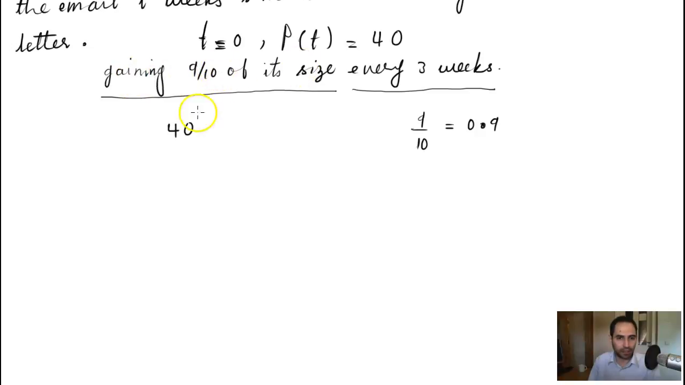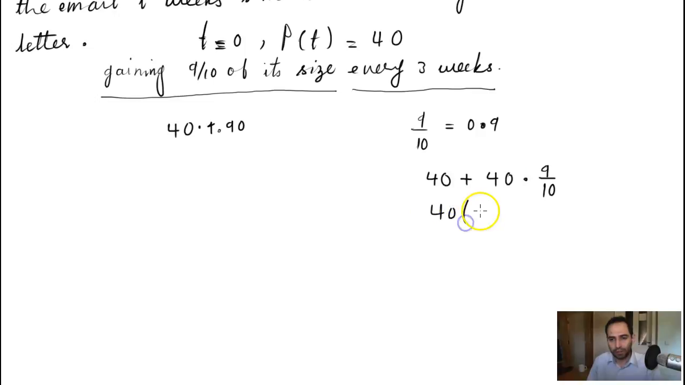If it's gaining 9/10 of its size, it means it's being increased by 90%. So then you have to multiply this number by 1.90, so that you're increasing 40 by 90%. If you multiply 40 by only 0.9, you will have calculated only 90% of 40. But when you want to increase 40 by 90%, you multiply it by 1.90, because in increasing 40 by 90%, you have to add 90% of 40 to 40. So this is 40, and I'm adding 90% of 40 to 40. This is increasing it by 90%.